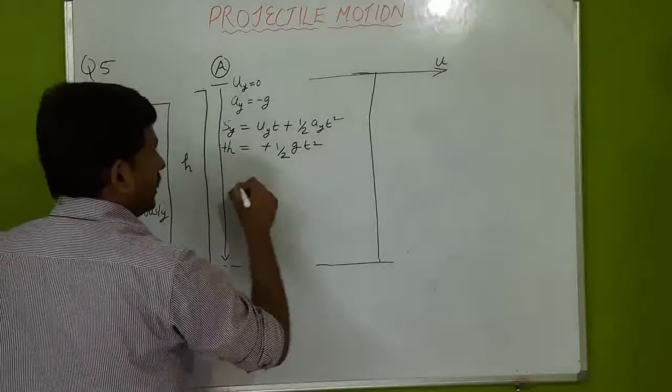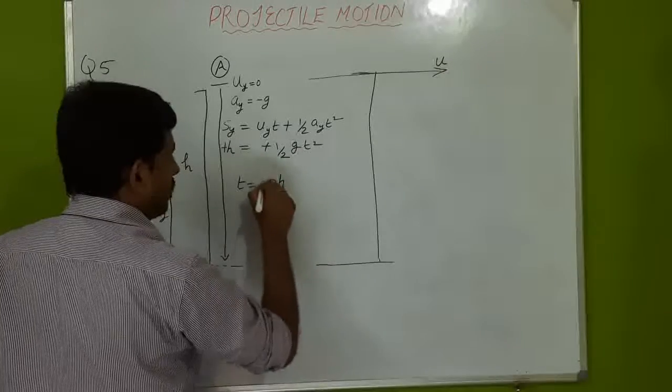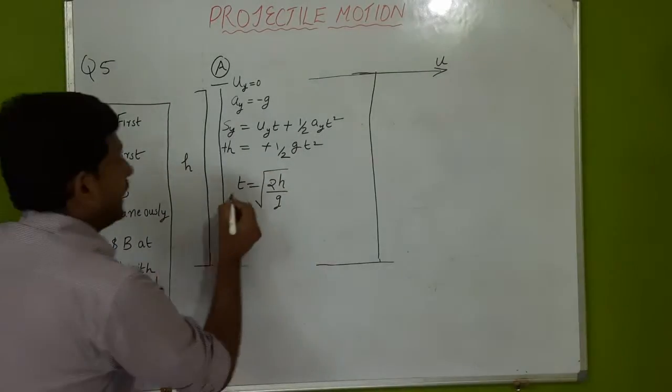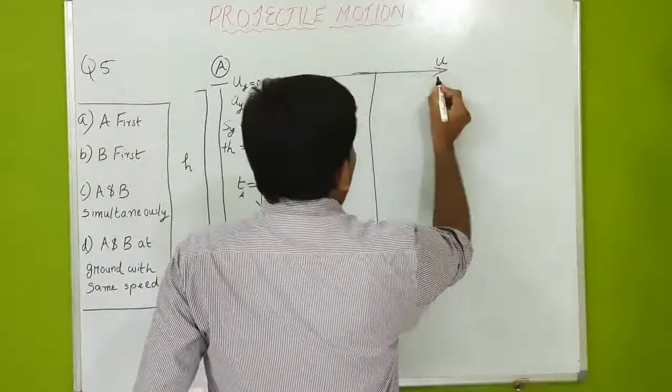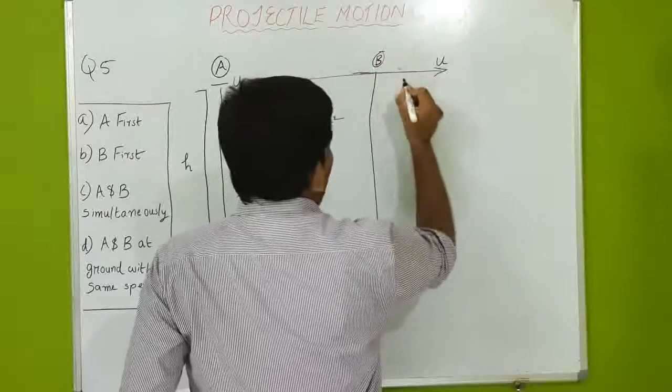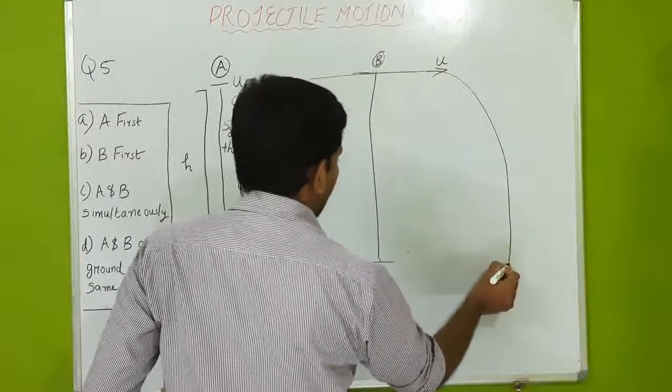Therefore the time taken t is equal to root of 2h by g. This is the time taken by A to reach the ground. In a similar manner, B, which is projected in the horizontal direction, will move like this and reach a point here.